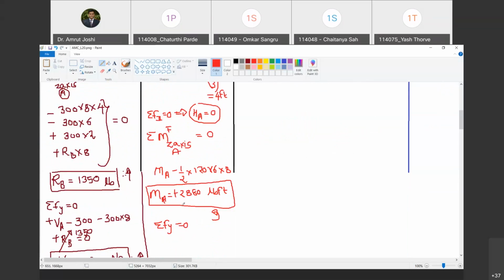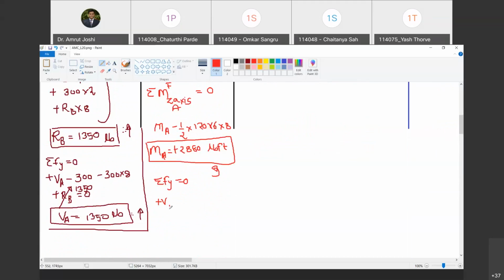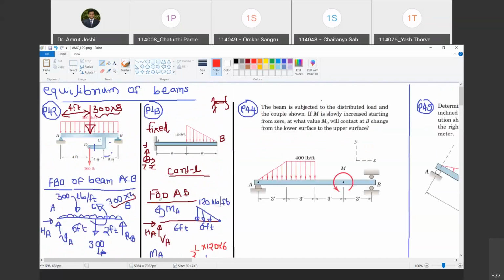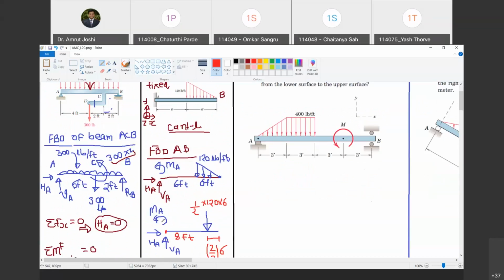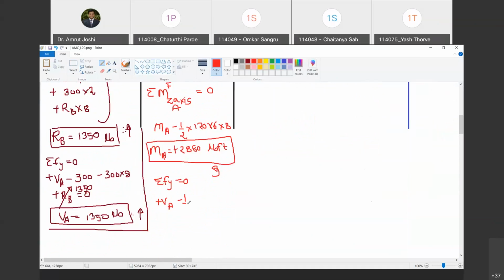Now tell me, in summation Fy equal to 0, what all is going to come? So plus Va. Will there be any contribution of Ha? No. Will there be any contribution of Ma? No. So will there be the contribution of this force? Yes, of course. So that is going to be minus half into 120 into 6. This must be equal to 0. That gives Va equal to how much?